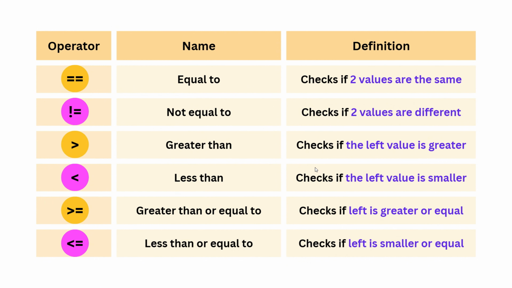Not equal to checks whether two values are different. Greater than checks if the left value is greater than the right. Less than checks if the left value is smaller. Greater than or equal to checks if the left value is greater or equal to the right. Less than or equal to checks if the left value is smaller or equal to the right.